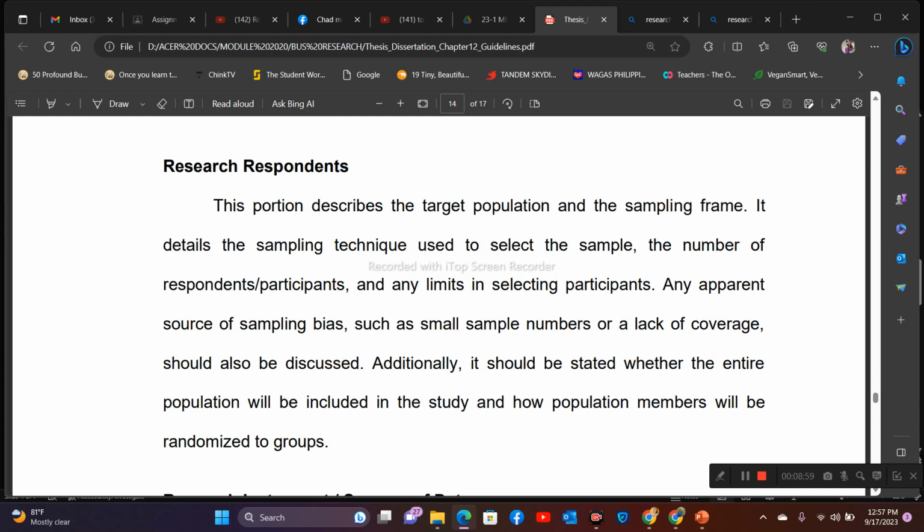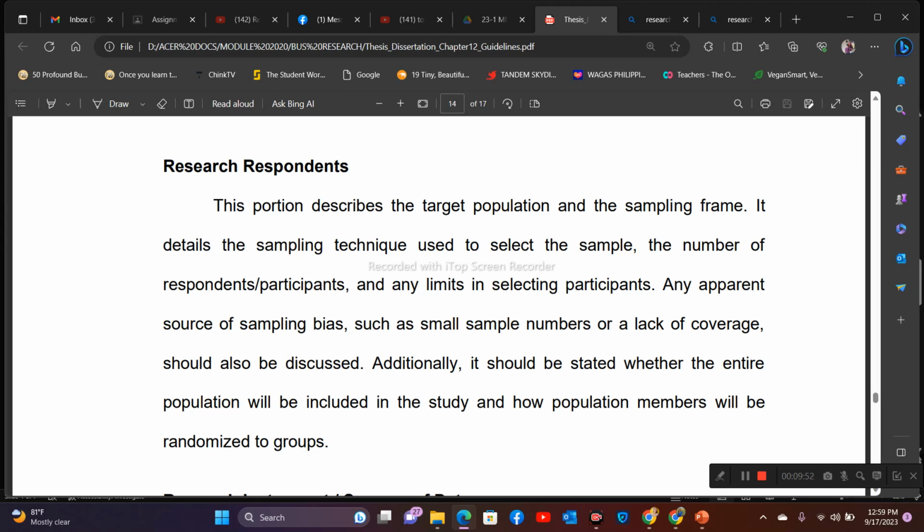Next part is the research respondents. Research respondents, make sure to have a screenshot of this portion. In this portion, you have to describe your target population and the sampling frame. The target population, the whole, and then you will specify how many of that target population will be included to answer your questions. You need to look for the sample size of the target population. Make sure to include the number of respondents and participants and any limits in selecting participants.